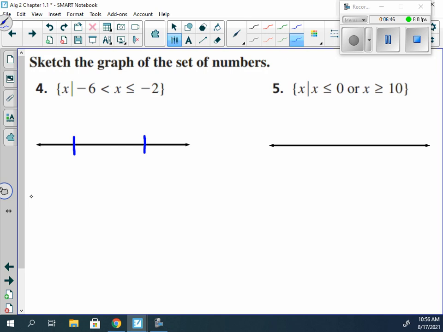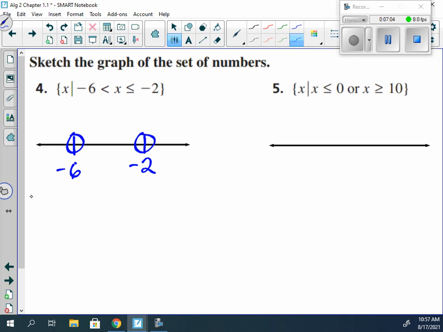Our smaller number is -6. Our bigger number is -2. That's all I'm going to ask for doing numbers and labeling it. Because we have our 2 points, -6 and -2, we don't need anything else. We should understand how the number line is set up.